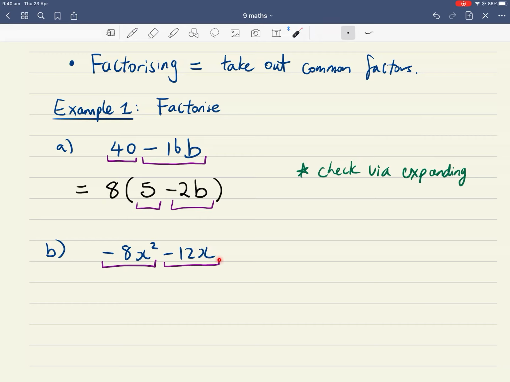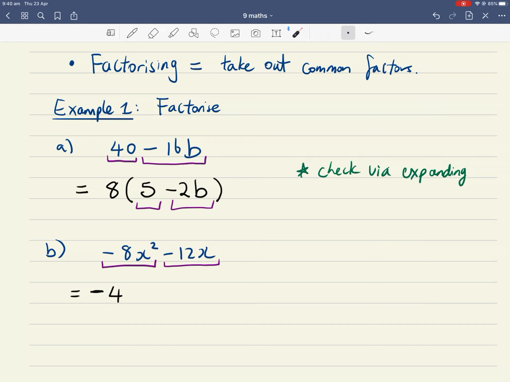In between our two terms, look at what's the highest common factor between them. So look at the numbers first, negative 8 and negative 12. What's the highest common factor between them? For starters, they're both negative, so we can take out a negative sign as in common. 8 and 12, they're both even. So 2 is a factor, but it's not the highest common factor. So 4 goes into both 8 and 12, and there's nothing else higher than 4 that goes into them. So 4 would be the highest common factor between negative 8 and negative 12.